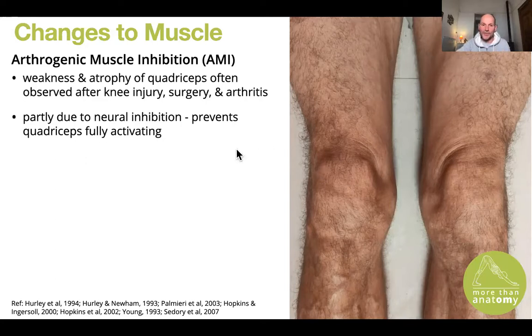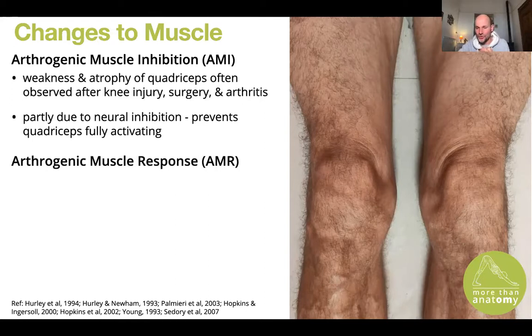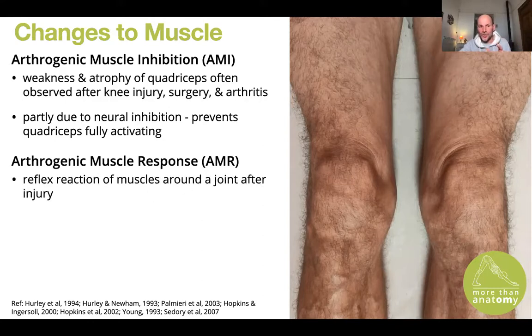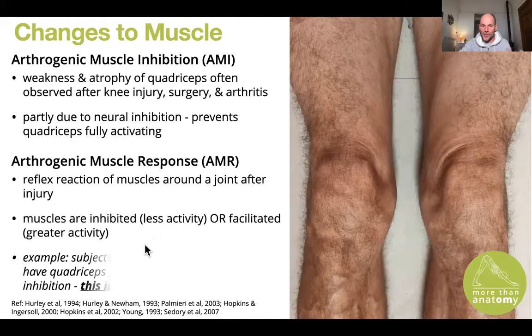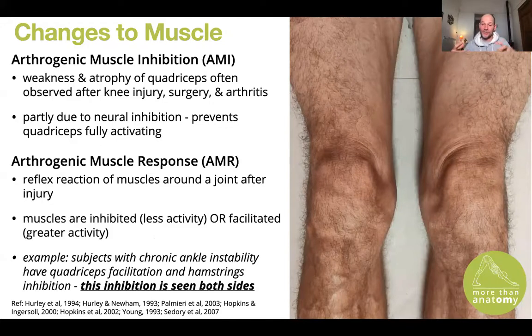The other thing that can take place is something called arthrogenic muscle response, or AMR. And this is similar, but slightly different as well. So what can happen in this situation is we have a reflex reaction of muscles around the joint again after injury. But in this particular response, muscles are inhibited or facilitated. So some muscles can work less, but other muscles can work more. So for example, around the ankle with chronic instability, if the ankle is really, really loose over a long period of time, what's been seen is that the quadriceps have greater facilitation, they work harder, whilst the hamstrings are inhibited, they work less, okay?